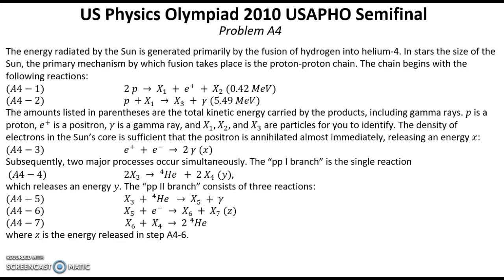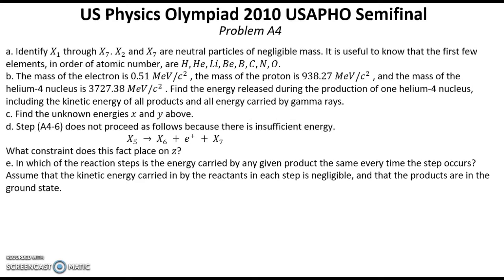So, questions. Question A. Identify X1 through X7. X2 and X7 are neutral particles of negligible mass. It is useful to know that the first few elements in order of atomic number are hydrogen, helium, lithium, beryllium, boron, carbon, nitrogen, oxygen.